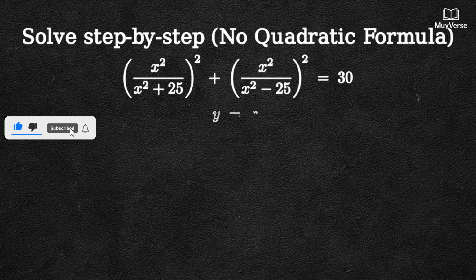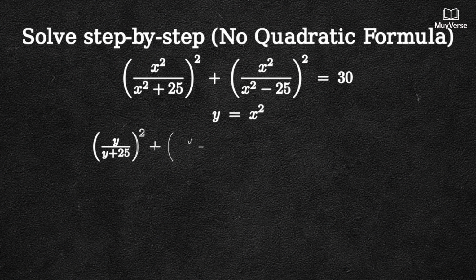Step 1. Let y equal x squared. This reduces the double square. Then the equation becomes (y over y plus 25) squared plus (y over y minus 25) squared equals 30. Also note the domain restriction: x squared is not equal to 25, so denominators are non-zero.